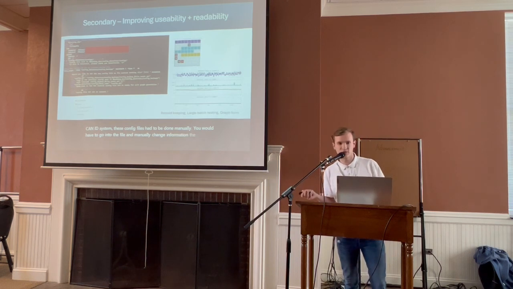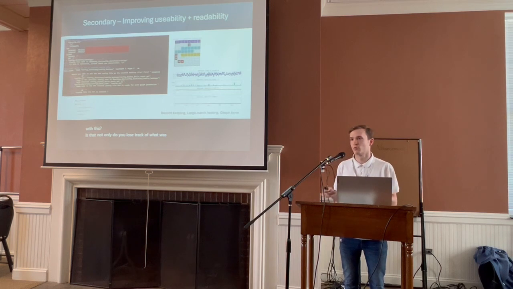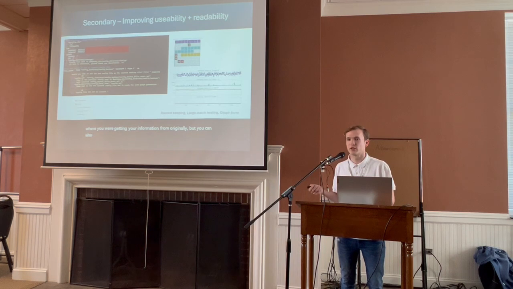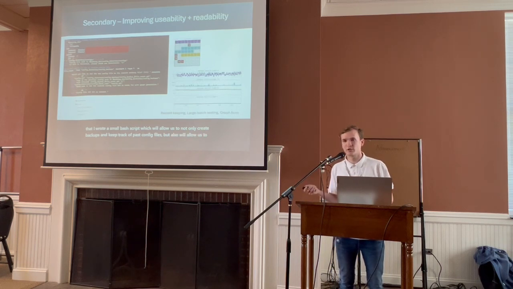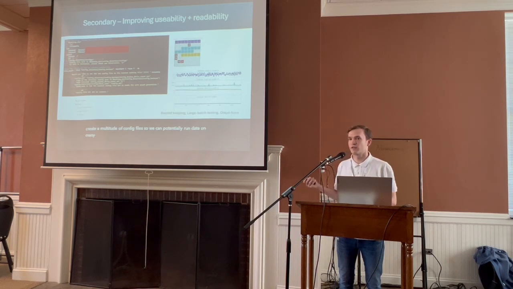The problem with this is that not only do you lose track of what the past config file was, so where you were getting your information from originally, but you can also severely mess things up if not done properly. So what I did was write a small bash script which will allow us to not only create backups and keep track of past config files, but also create a multitude of config files so we can potentially run data on many different inputs many different times over. This was really, really important, especially because the config files were very important in creating the graphs you see here.